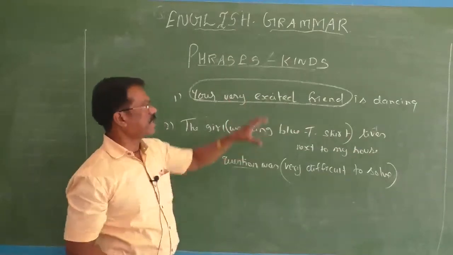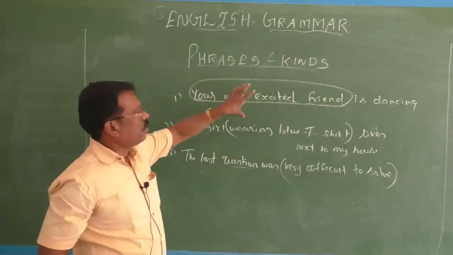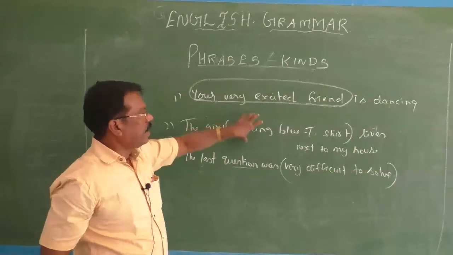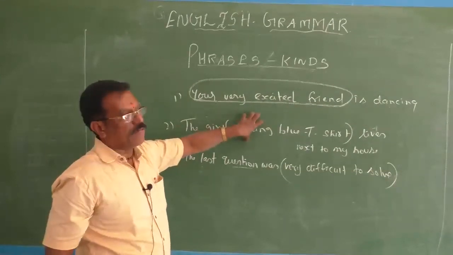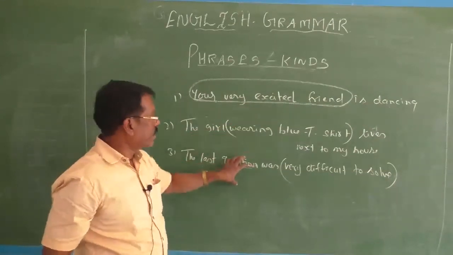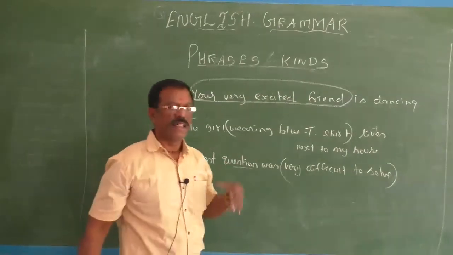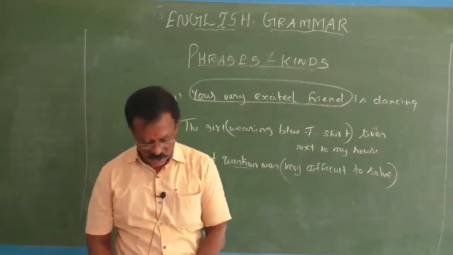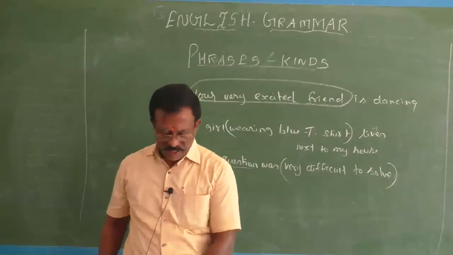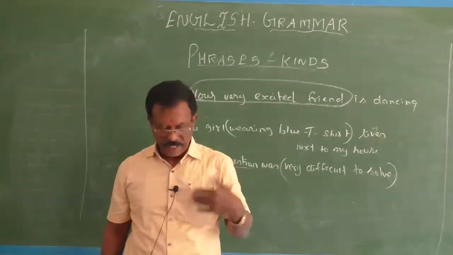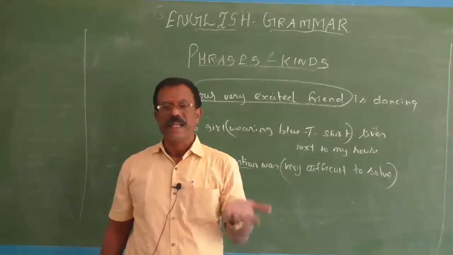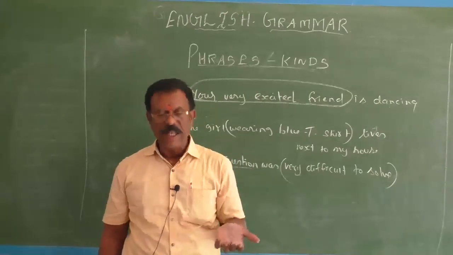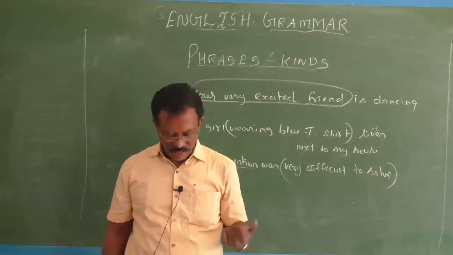Okay. So in all these cases, in the first sentence, the adjective phrase comes in the beginning of a sentence. In the next sentence, the adjective phrase comes in the middle of a sentence. In the third sentence, the adjective phrase comes at the end of a sentence. So in this way, an adjective phrase can be used in the beginning, in the middle, or at the end of a sentence.